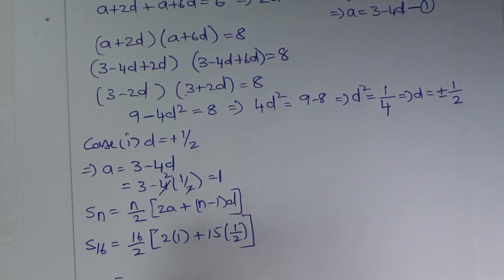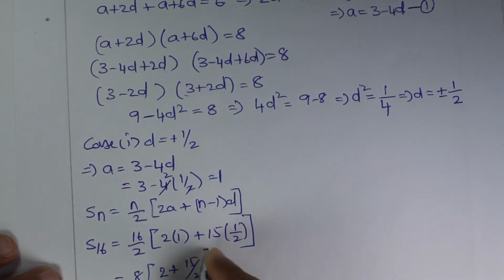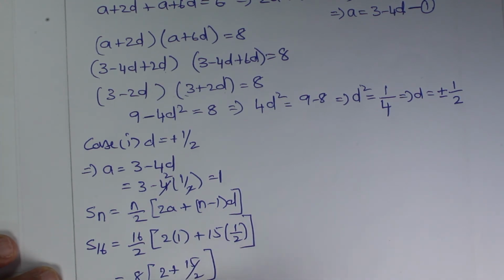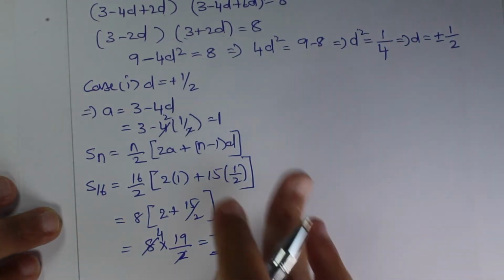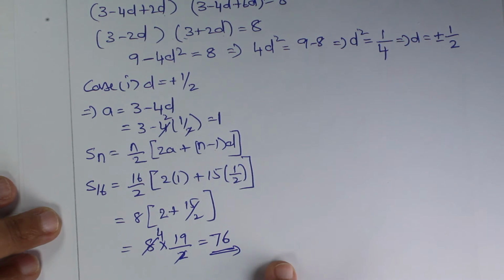That is equal to 16 by 2 is 8 into 2 plus 15 by 2. That is equal to 8 into 2 twos are 4, 15 plus 4 is 19 by 2. 2 ones are 2, 2 fours are 8, 19 fours are 76. So if d is equal to plus 1 by 2, the sum of the 16 terms is plus 76.